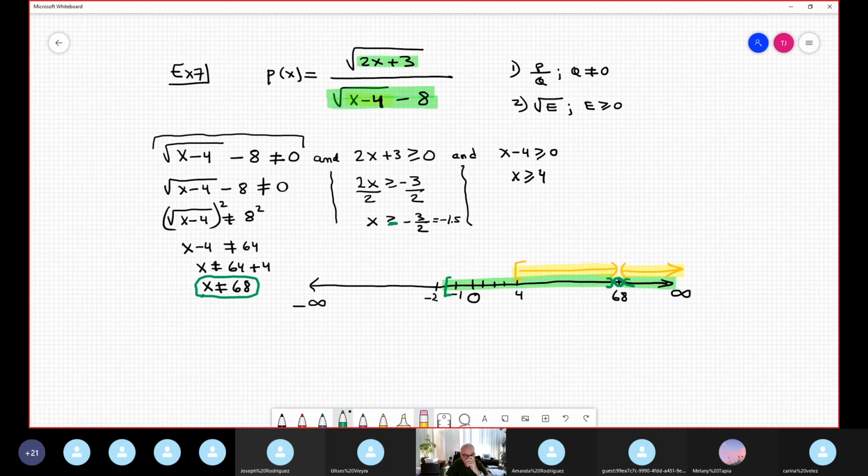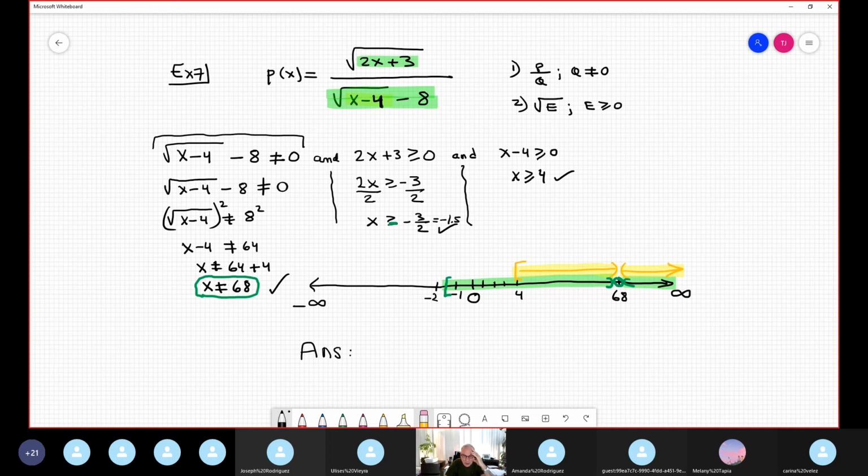Okay, this is the graphic representation of this inequality. This inequality is the green part, and this inequality is the yellow part. Okay, so what is my final answer? The final answer is the intersection. It's the part that everything shares. So intersection, common element.